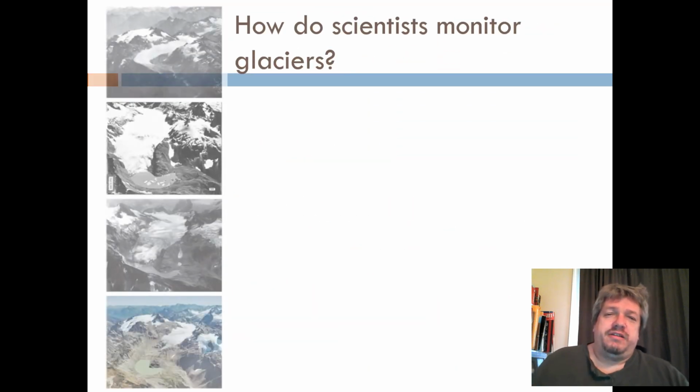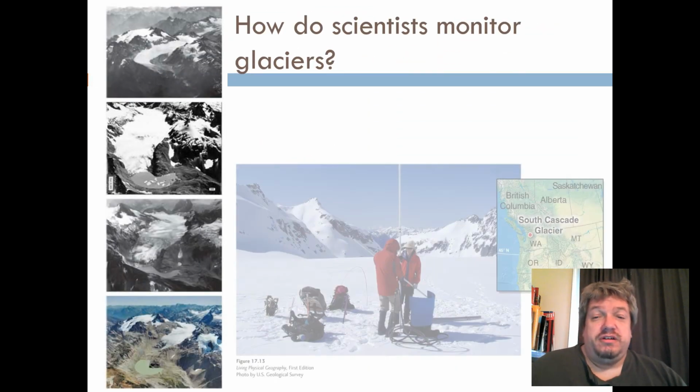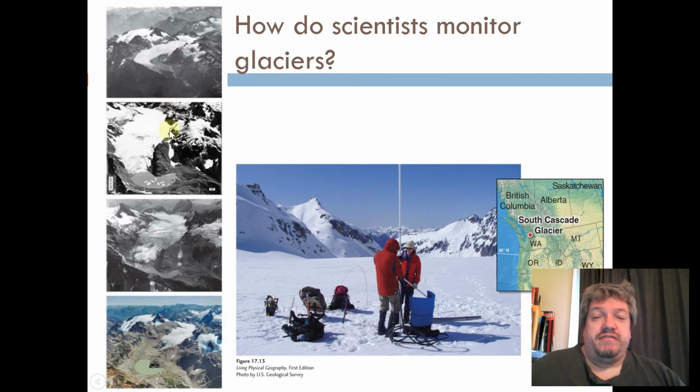So how do we monitor that? Well, you can take pictures. Right here is a picture of the same glacier every year for so many years. Scientists go out, they monitor it, they take time-lapse photography, they take measurements of the ice, how thick it is, how much water versus air content is in it. They'll use lasers to mark if it's moved and how far.